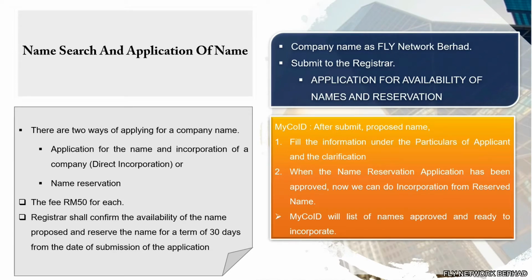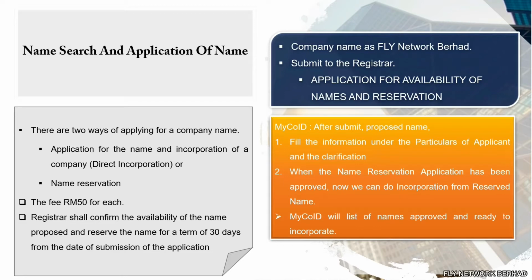So, we shall submit the application for availability of names and reservation to the registrar. When we use MyCoID, after the submission, we need to fill the information under the particulars of applicant and clarification. When the name reservation application has been approved, we can do incorporation from reserved name.